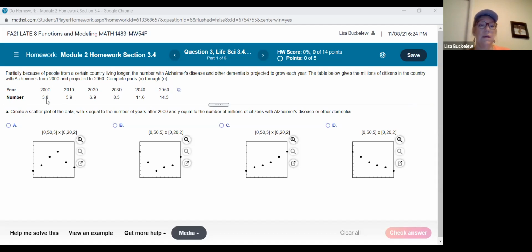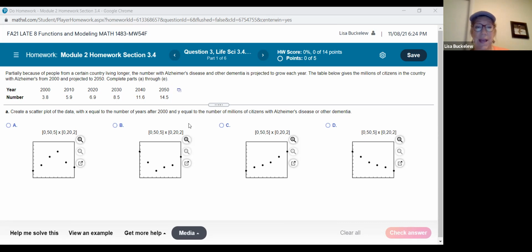Notice they have already done something called rescaling the Y values, to represent millions. So it says the table below gives millions of citizens in the country. For this last data point, they're projecting for the year 2050, which would be an X value of 50, the number of citizens with Alzheimer's is going to be 14.5 million. So the Y values represent millions, and the X values represent years after 2000.